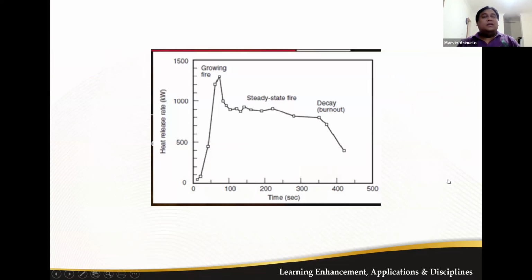Another diagram is also presented to show those types of growth rate.